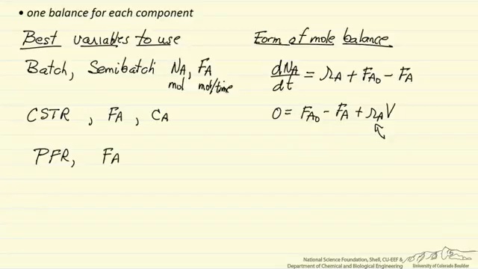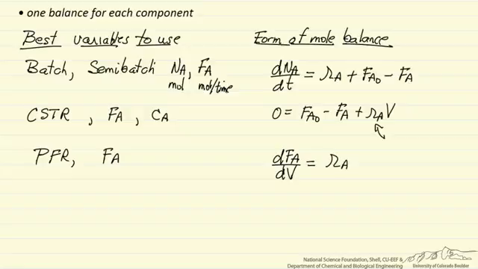The third type of ideal reactor is a plug flow reactor. Here the best variable typically to use is the molar flow rate, and the typical form of the starting equation, again looking at a steady state reactor, is the change in that molar flow rate as a function of cumulative volume is equal to the rate of reaction.